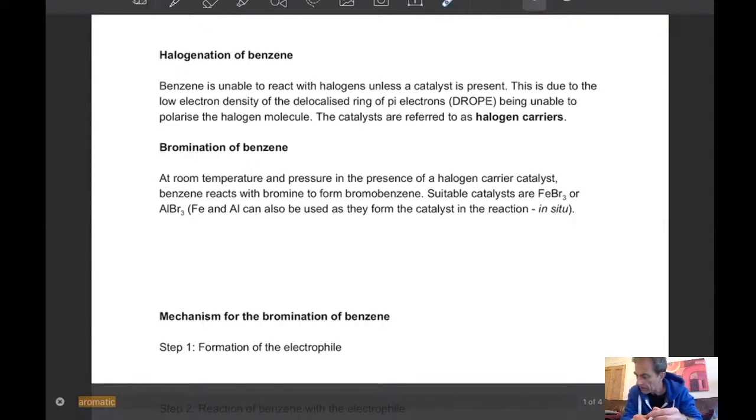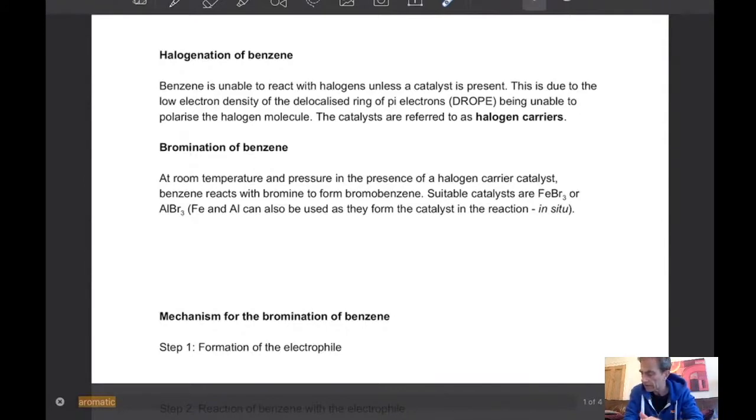Okay, so benzene is unable to react with halogens unless a catalyst is present. This is due to the low electron density of the delocalized ring of pi electrons, DROPE for short. A friend of mine works at Newcastle Uni and he uses that acronym. But whatever you do, don't put DROPE in the exam, okay? It's just a way for you to remember the key words, delocalized ring of pi electrons.